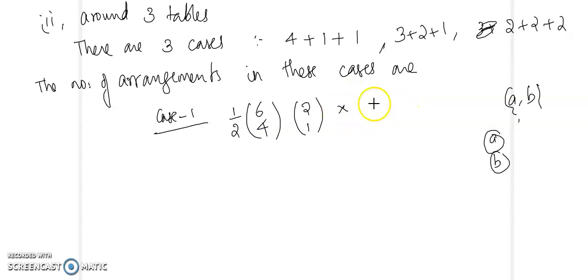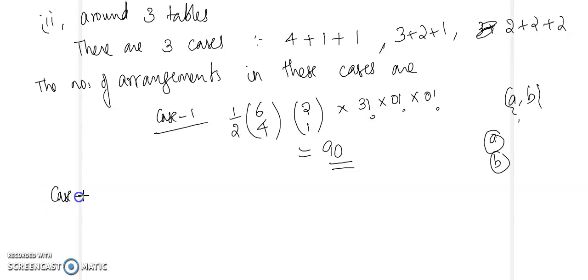Then now arrange them in the circle. There are 4 people, they can be arranged in 3 factorial ways around the circle. Then the next one is 0 factorial, 0 factorial. So when you simplify, you are going to get 90.